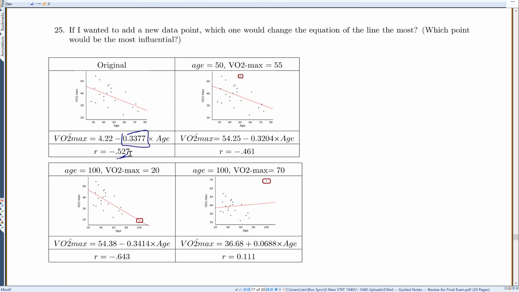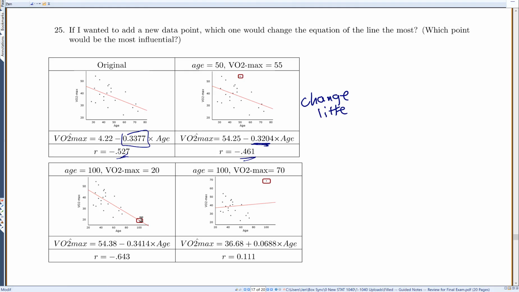There's my correlation. Now I'm going to add this person that's 50 years old. So there's 50 and VO2 max of 55. Notice my slope didn't change much. I mean, it changed a little bit, but not very much. Okay. What about if I add a person that's 100 years old and they have a VO2 max of 20?